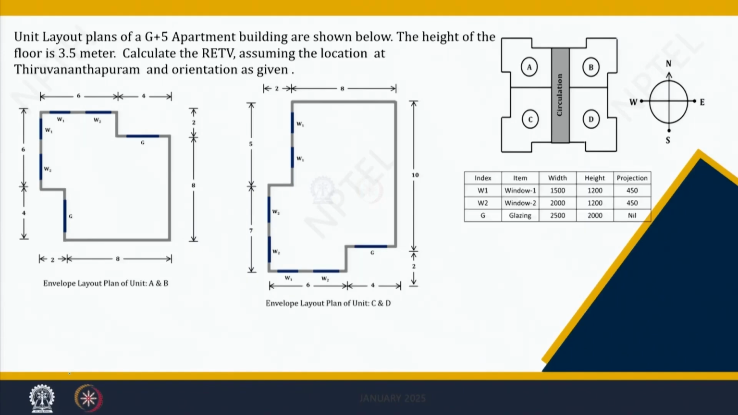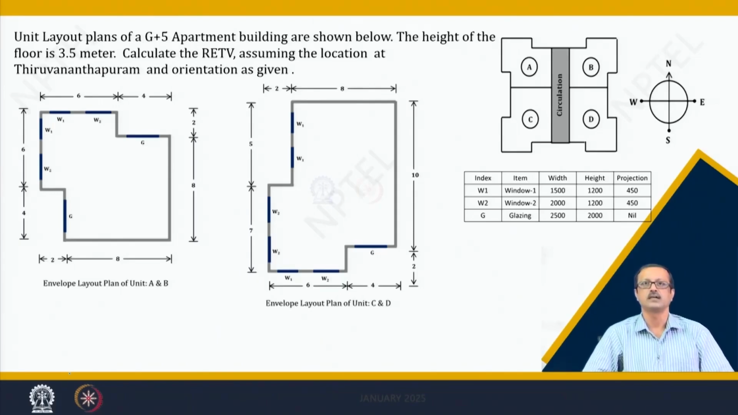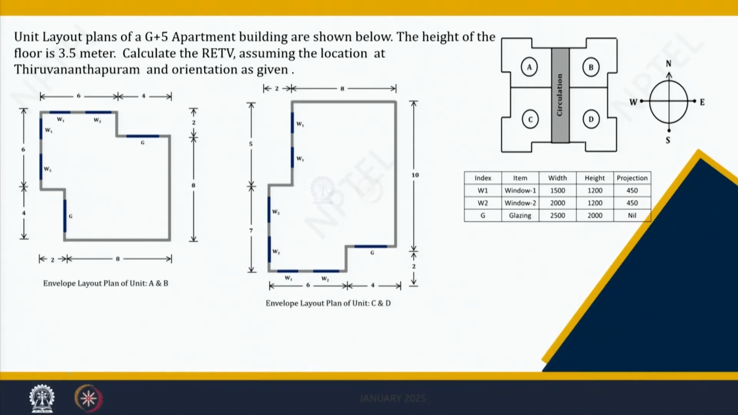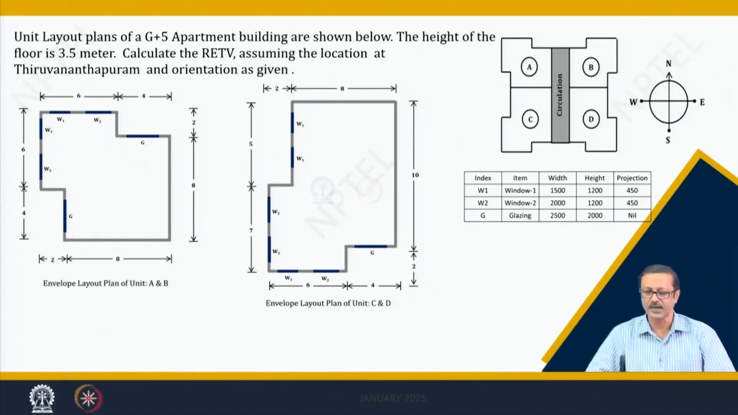So, in the next slide, or maybe in the same slide, we have a table, and this table shows the width and the height of the windows, and also the projections. Window 1 and window 2 have the same height, 1.2 meter, but a different width: 1.5 meter for window 1 and 2 meter for window 2. Whereas the glazing has a higher depth, that is 2 meter depth or height, and it has a width of 2.5 meter. It does not have any projection.